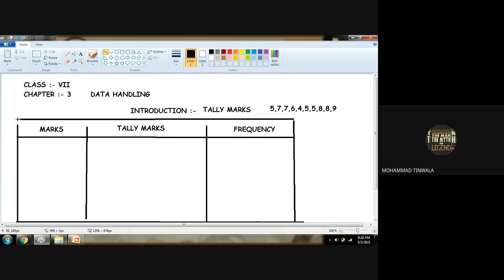We all got this table formed? Yes. Yes, boys? Okay, chalo.